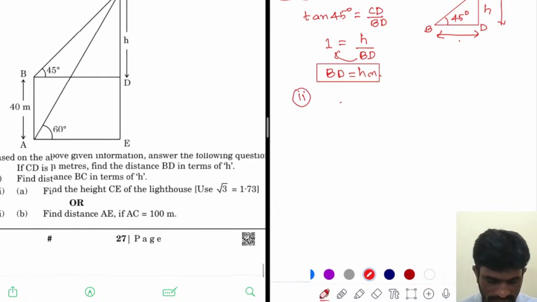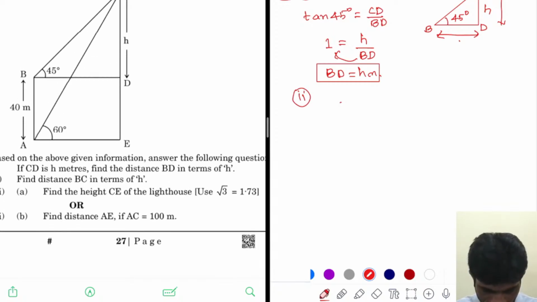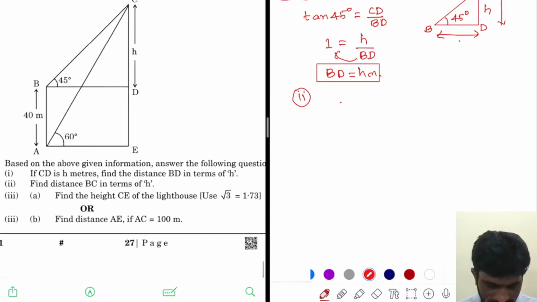Second question answer. They are asking to find the BC in terms of H. Next question, they are asking to find BC in terms of H. So in the same triangle, BC we want. BC is what? Hypotenuse here.